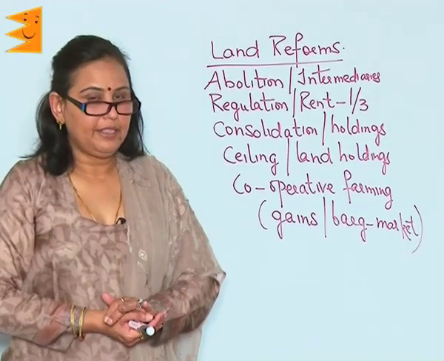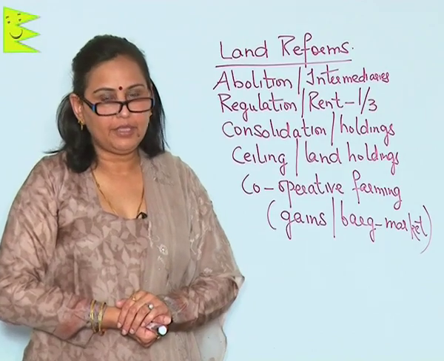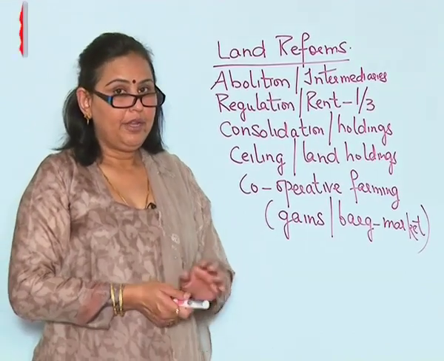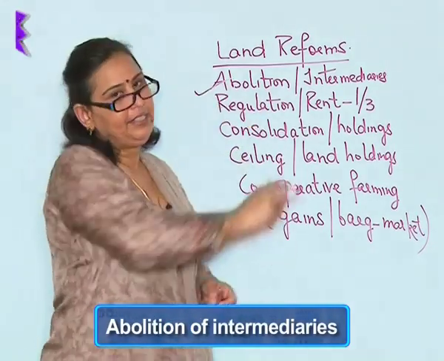We have seen the technical reforms. Let's move on to the land reforms. And in the land reform, the first reform is abolition of intermediaries.